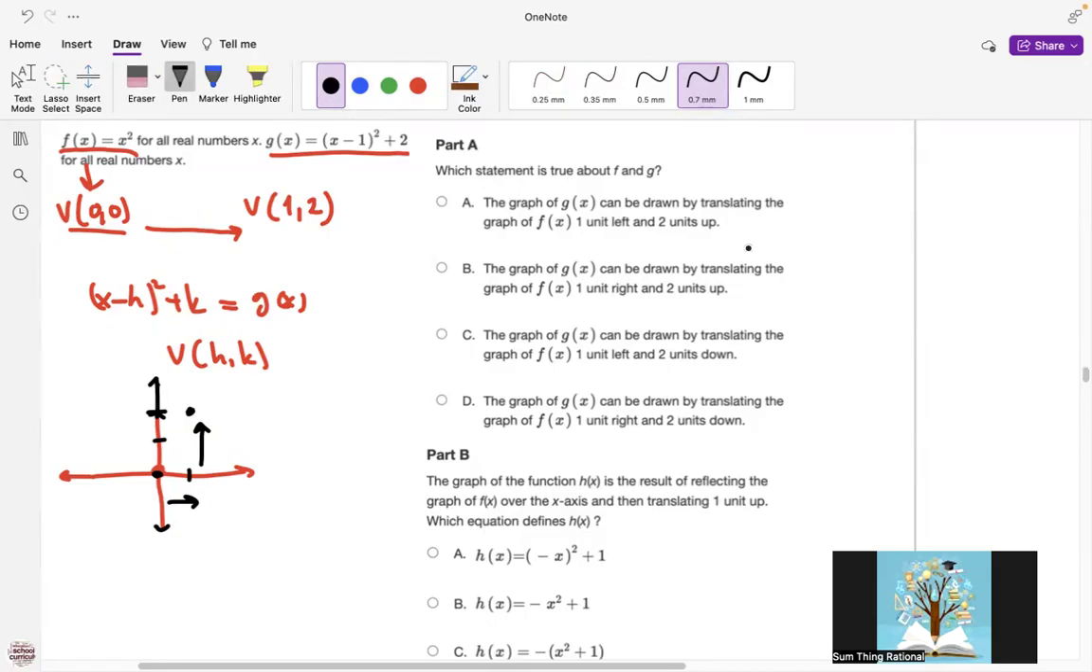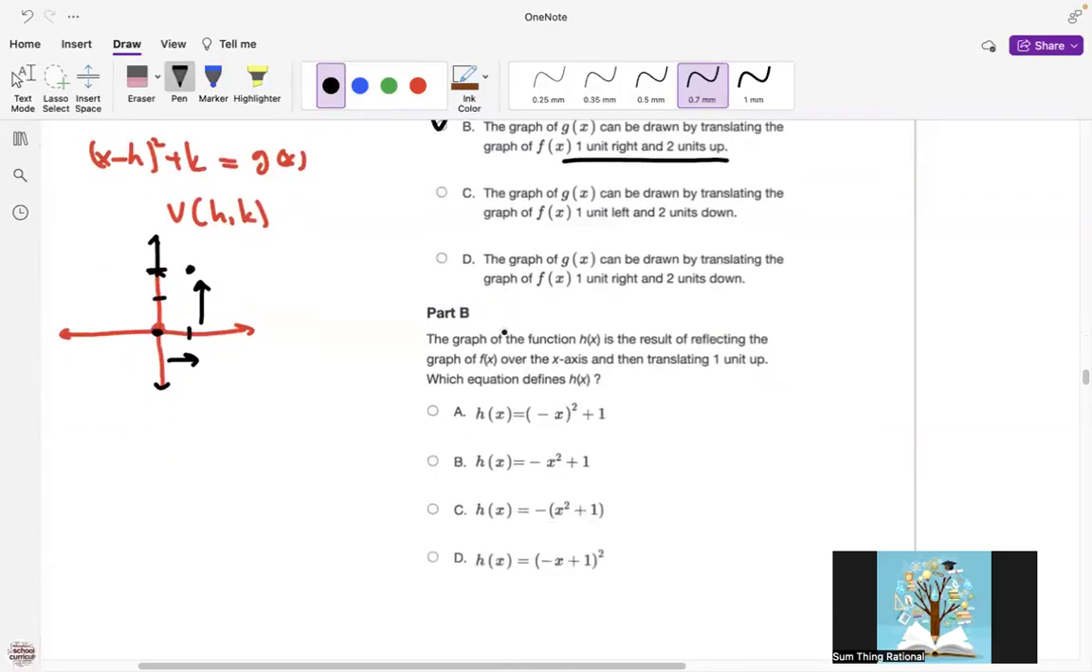So g of x can be drawn 1 unit right, 2 units up. Checking the options: 1 unit left, no. 1 unit right, 2 units down, no. So B will be the correct option. g of x can be obtained by shifting, or translating, the f of x function 1 unit right and 2 units up from its vertex.